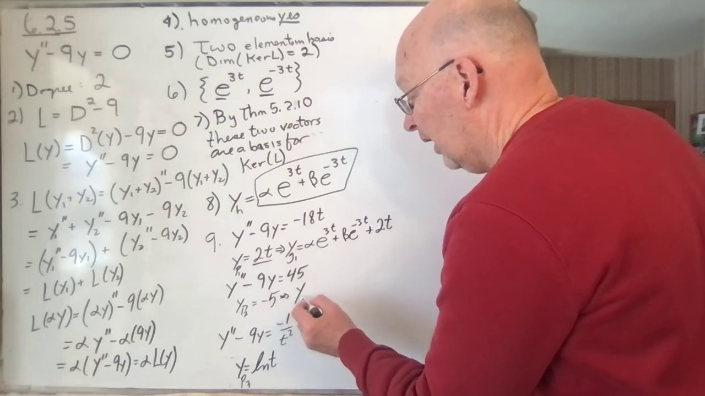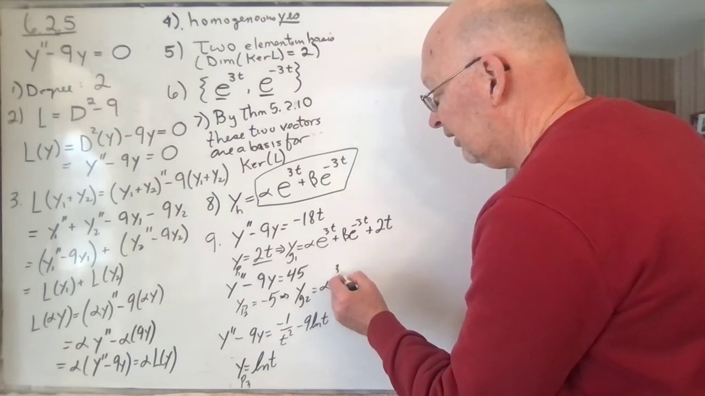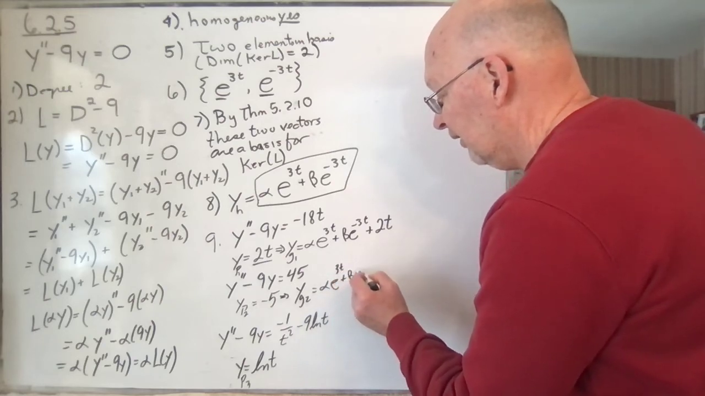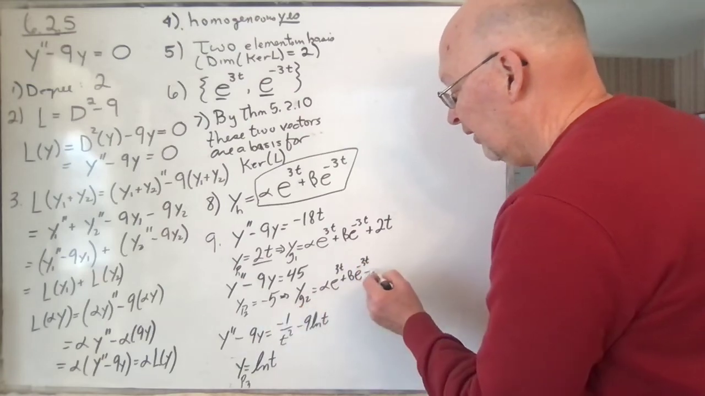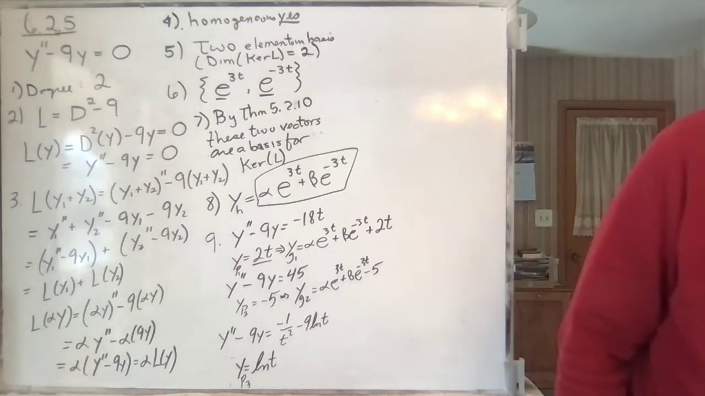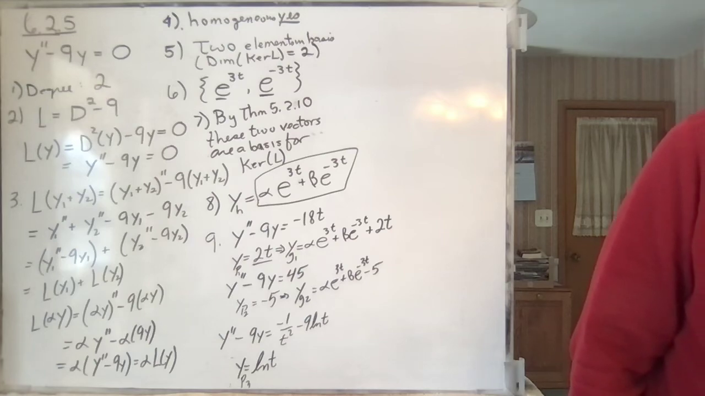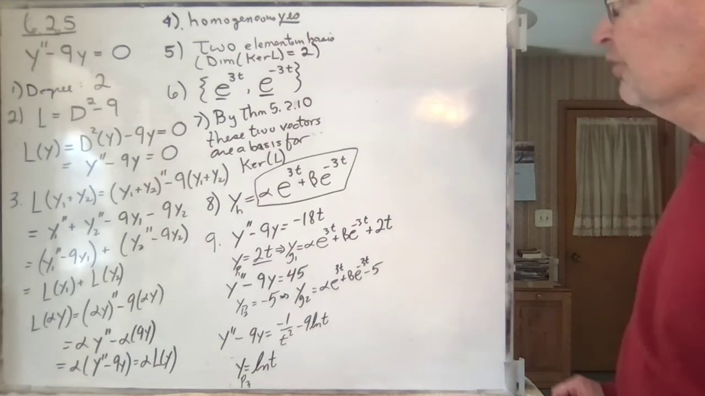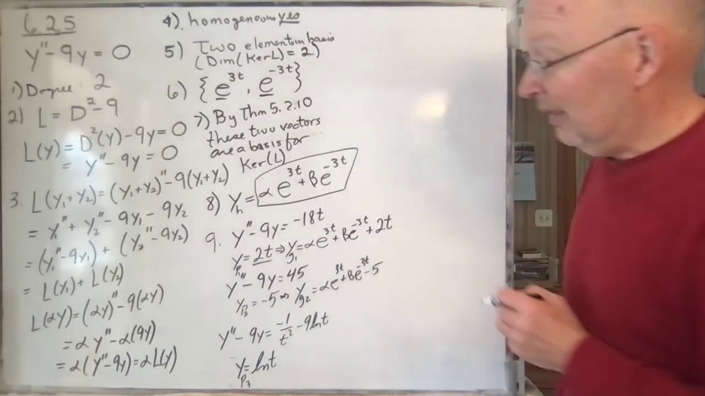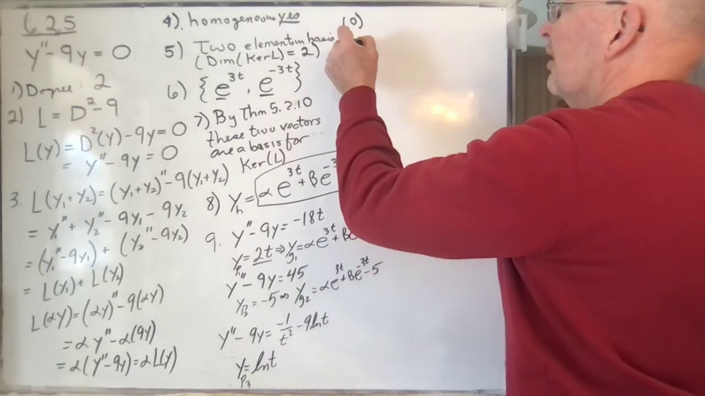Let y g2 be what? Alpha e to the 3t plus beta e to the negative 3t, what? Minus 5. And you can finish that one up. So that is number 9, or number 10 rather. Number 11. What is a particular solution? This is number 10. Find a particular solution to this.